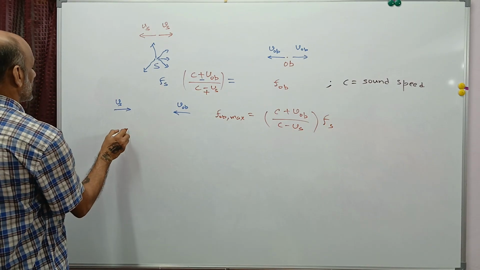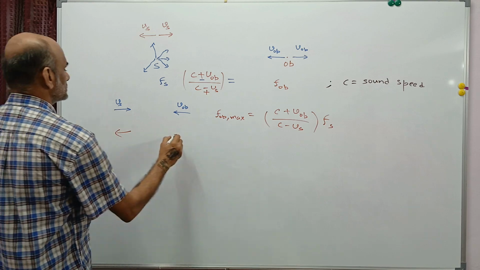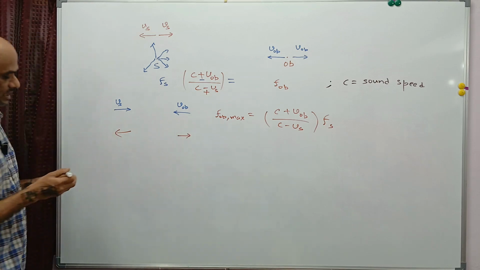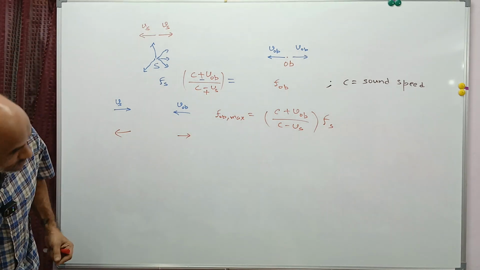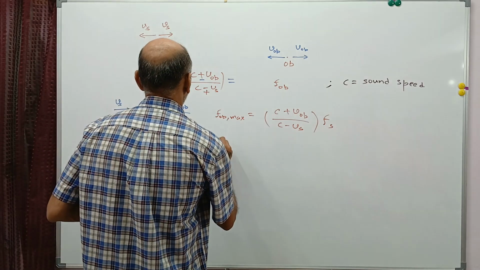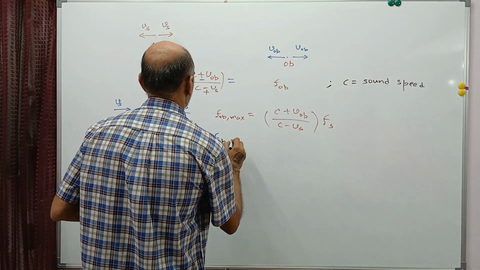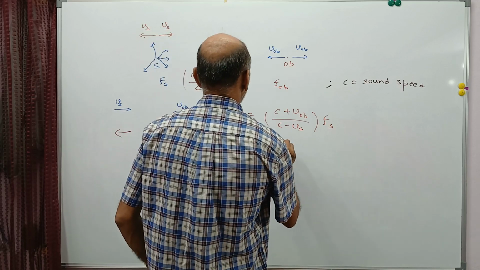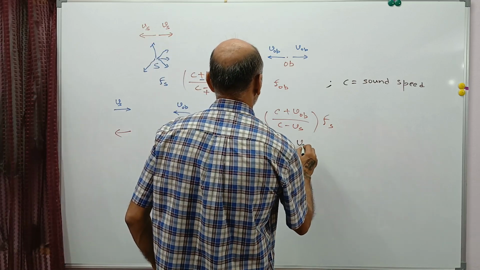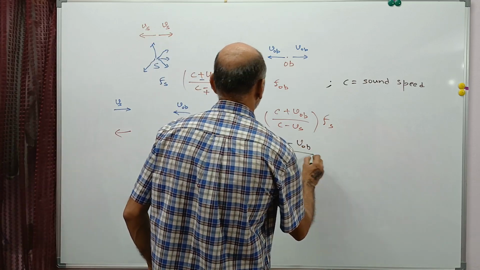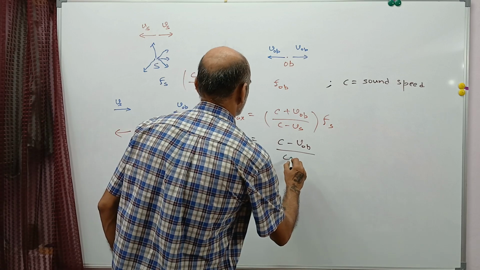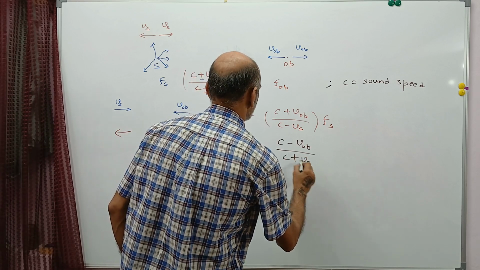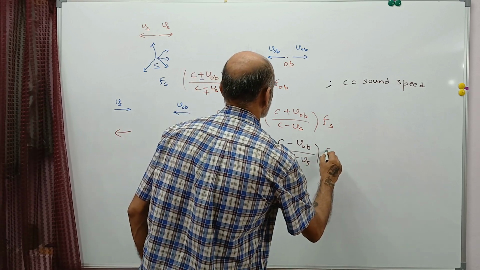The next one: if both are moving away from each other, the observed frequency will be minimum. So the numerator will be less, so a minus sign in the numerator, and the denominator has to be more for the value to decrease, into the source frequency.